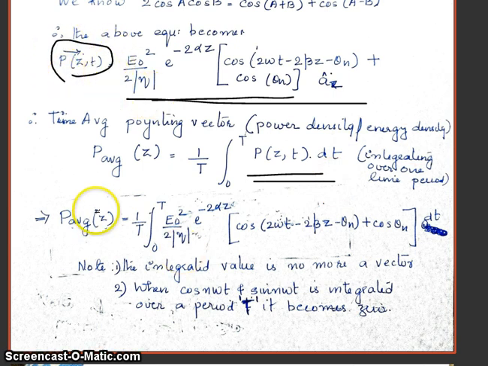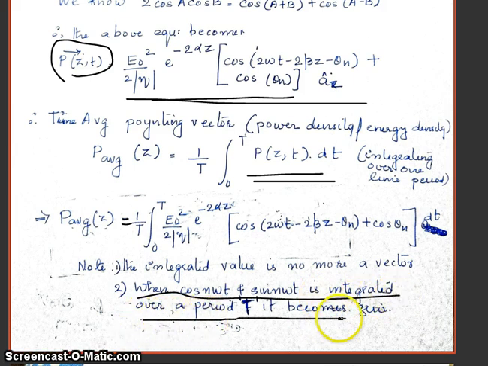So I can write that is equal to 1 by T integral 0 to T of E naught square by 2 eta e raised to minus 2 alpha z [cos(2 omega t minus 2 beta z minus theta n) plus cos theta n] dt. Now next what you have to keep in mind is the second point. When cos n omega t and sin n omega t is integrated over a time period T, it becomes 0.